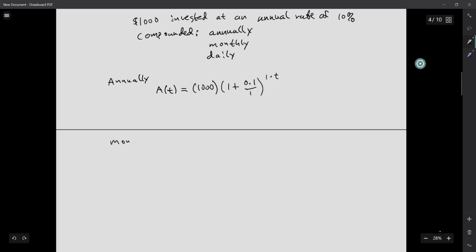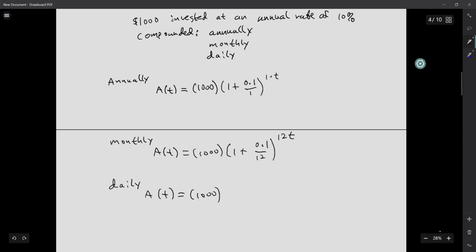If I set it up monthly, then A of t is equal to 1,000 times 1 plus 0.1 for the interest rate. And there are 12 months in a year, and this is going to be raised to the power of 12t. And then daily, we'll have A of t equal to 1,000 times 1 plus 0.1 divided by 365 raised to the 365t. So if you've got a calculator handy, you can compare all 3 of these by looking at how much you get after just 1 year.